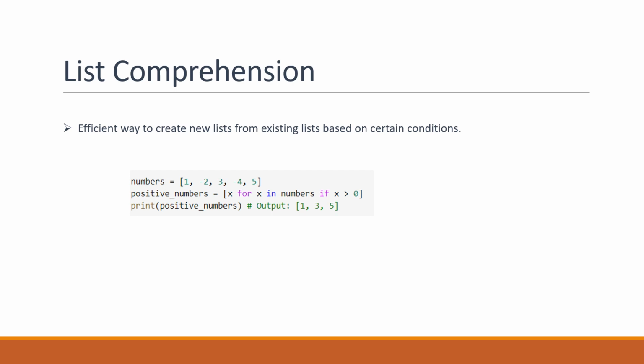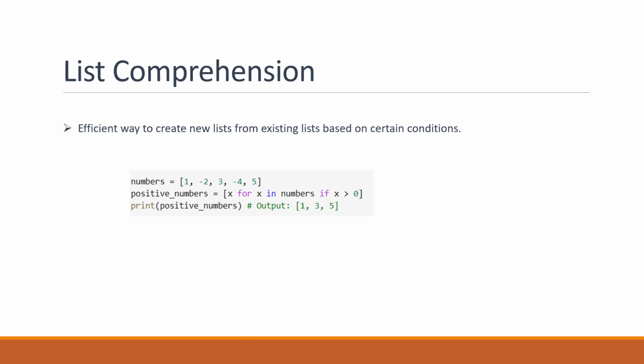First feature is list comprehension. List comprehension is a concise and efficient way to create a new list from an existing list based on certain conditions. This feature allows data analysts to filter, transform, and aggregate data in a single line of code, which can save a lot of time and effort. For example, you can use list comprehension to filter out all the negative numbers in the list as follows.